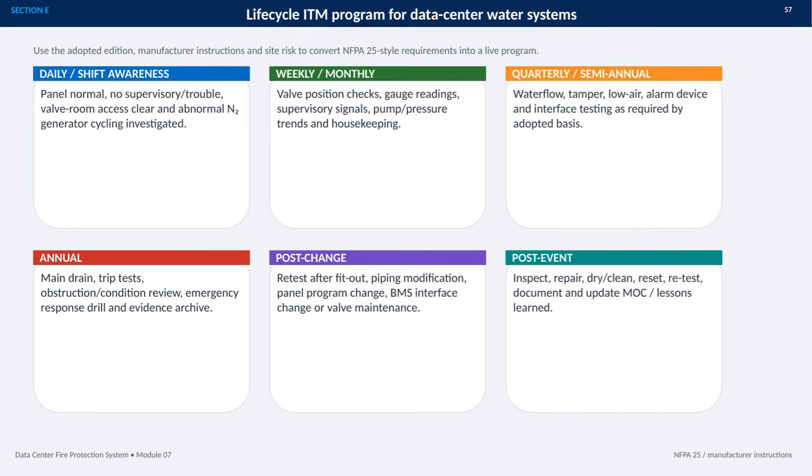The program also has to respond to change. After fit-out, piping, panel, BMS, or valve maintenance work, the affected functions should be retested. After an event, the system is inspected, repaired, cleaned or dried as needed, reset, retested, documented, and followed by management of change updates and lessons learned.